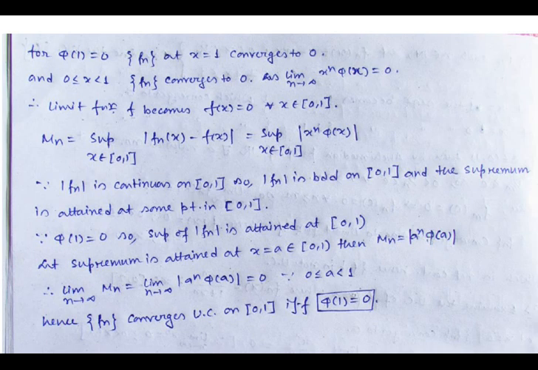So what is the necessary and sufficient condition? The necessary and sufficient condition will be phi of 1 equal to 0. So try to solve all the problems. Okay.